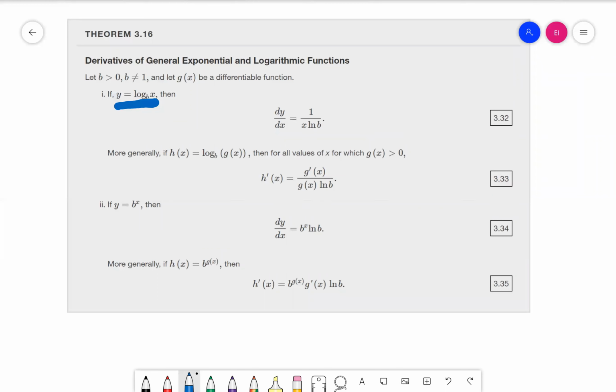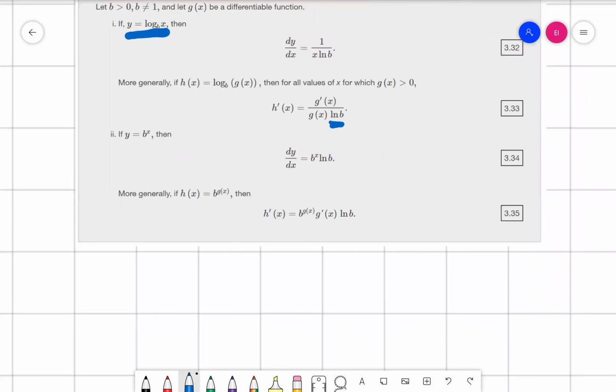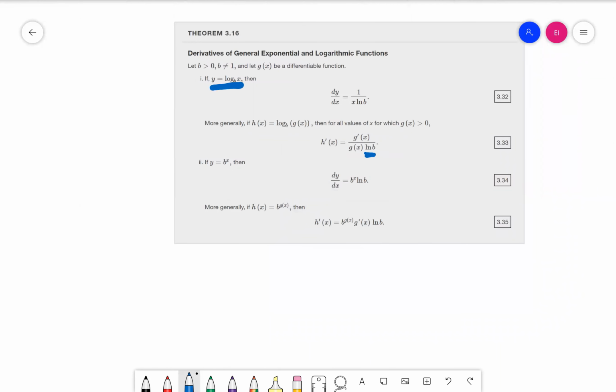And if h of x is log b of g of x, so some type of chain rule thing here, then you see that you get g prime over g times ln of b. So it looks almost exactly like the rule for natural logarithms. You just have this ln of b sitting there. And I can show you how to derive that. So I'll give you an example of how you might use this. And I'm also going to just show you that you don't need to memorize this rule. You can derive it pretty quickly.